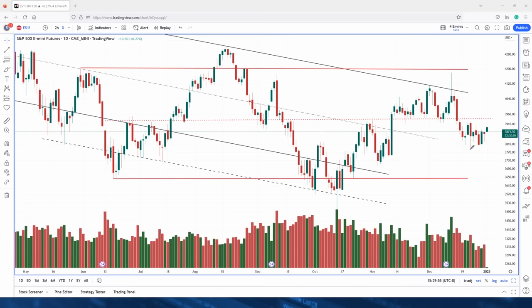Again, if we were to look at the more short-term picture right here, we would be thinking that our bias is still to the downside here. Please don't forget that. Why? Well, because look how a change of behavior has taken place relative to all of the previous reactions in the last move up, right? We're looking at all of these reactions.